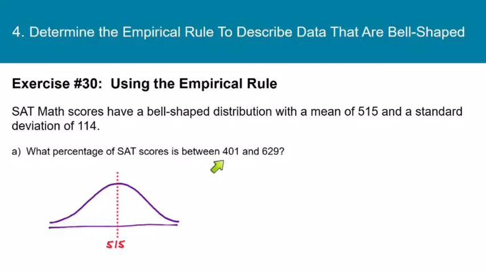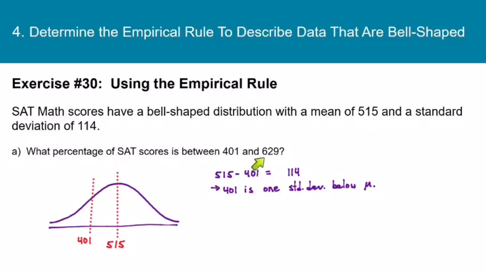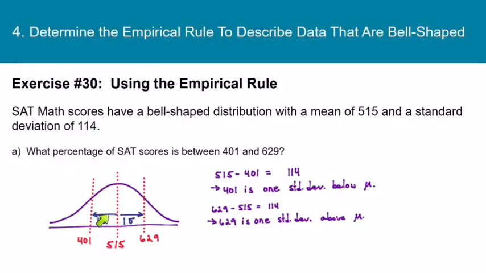So let's start by subtracting 515 minus 401, and we see that that is 114. So that is exactly one standard deviation, which means that 401 belongs here at the inflection point. 401 is one standard deviation below the mean. And we can do the same thing for 629. So 629 minus 515 is 114, which means that 629 is exactly one standard deviation above the mean. So its line will go here. And now we know that these two values lie one standard deviation in each direction away from the mean.